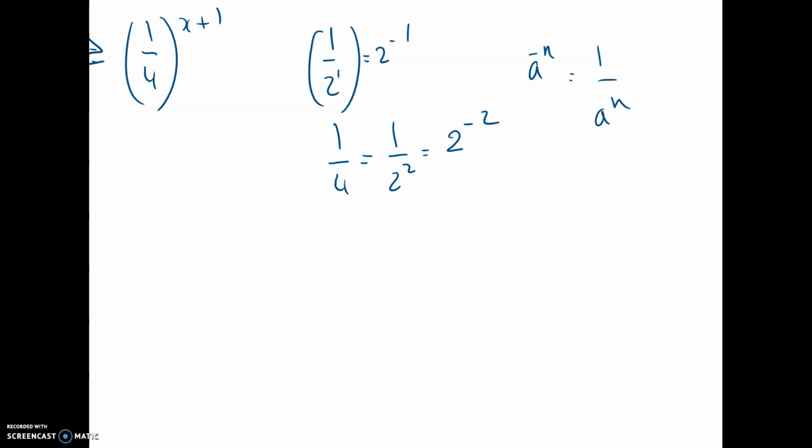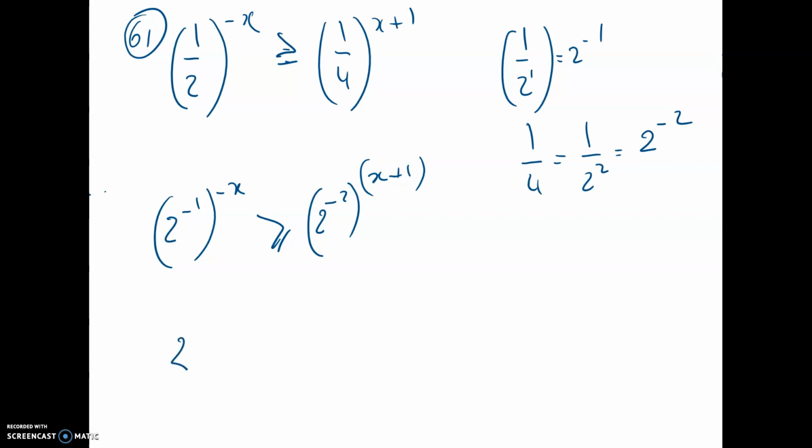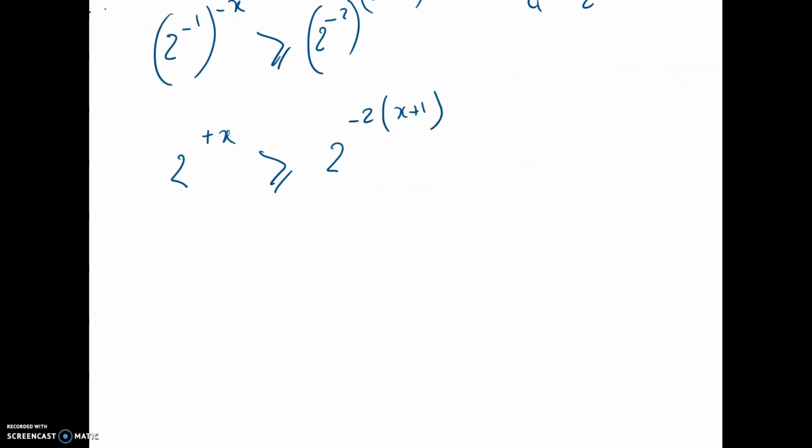And right there we have a 1. This is why we have 2 to the negative 1. So we end up with 2 to the negative 1 to the negative x greater or equal than 2 to the negative 2 to the x plus 1. By using my rule of exponent multiplying, I end up with 2 to the plus x greater or equal than 2 to the negative 2 times x plus 1. So now I'm having the same base, base 2 and base 2. So I'm going to have x greater or equal than negative 2 times x plus 1.